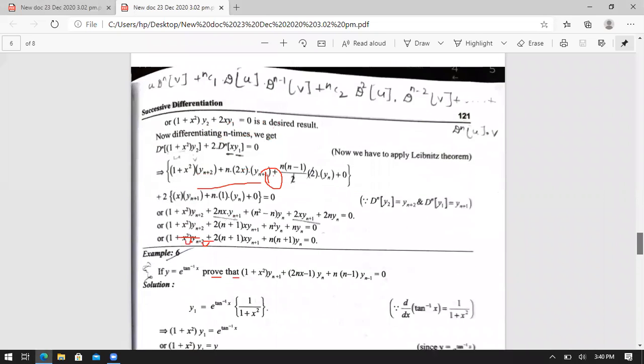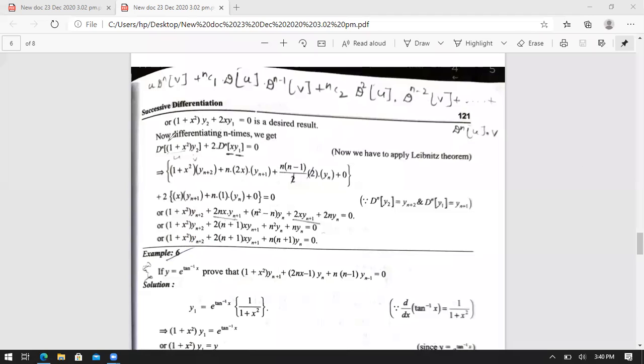After that, you apply the Leibniz theorem. See here, I write this type: 1 plus x square y2 plus 2x y1 is equal to 0. Okay. This is one result.